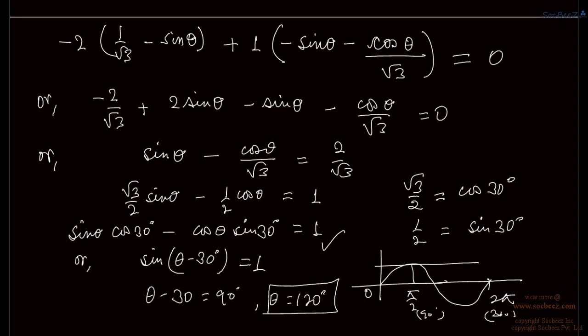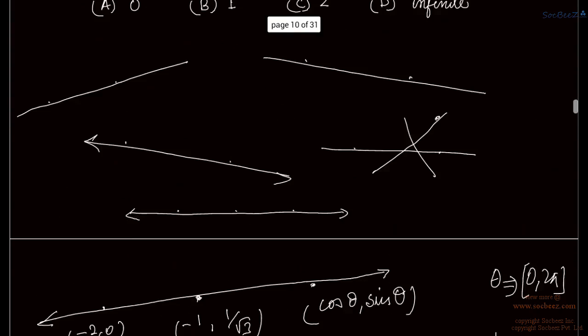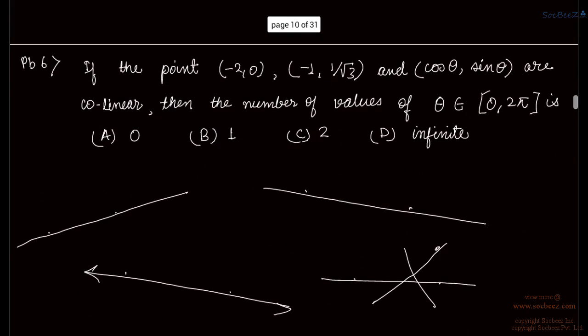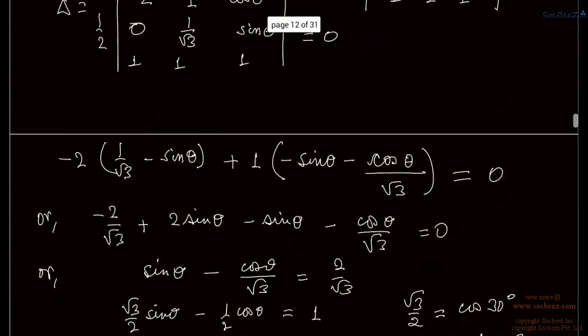Outside this interval, that is from 2 pi to 4 pi, there is one more value. But the question restricts the value of theta in the interval 0 to 2 pi. So the number of values of theta is 1. So option B is correct.